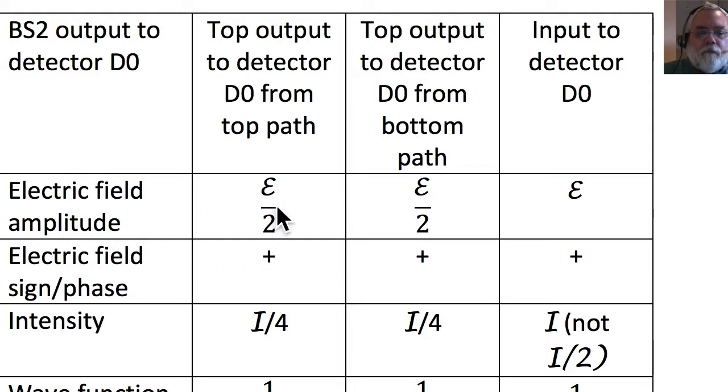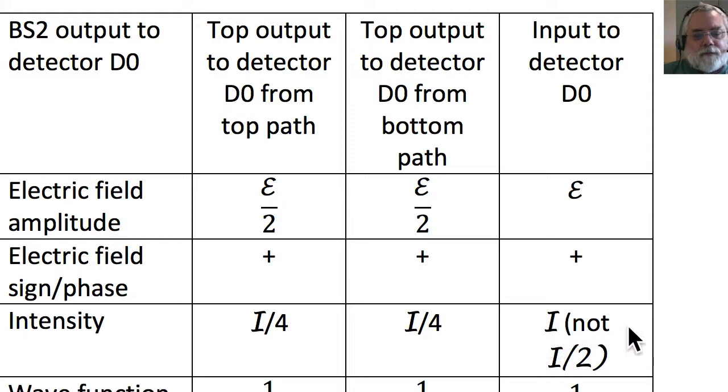Now, both the top path and the bottom path contributed an electric field amplitude of E/2 heading toward detector D0. And both had the same electric field sign or phase. So these two values add, and we get E for the electric field. When we take the intensity by squaring E, we get the original intensity of the original light beam, I.